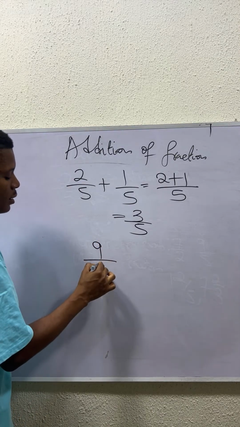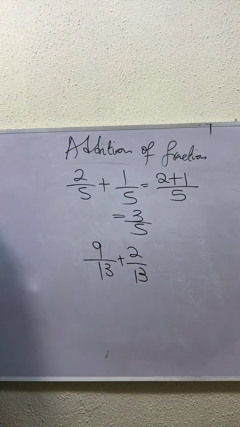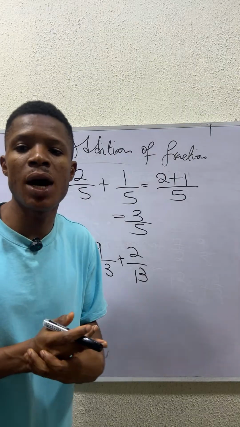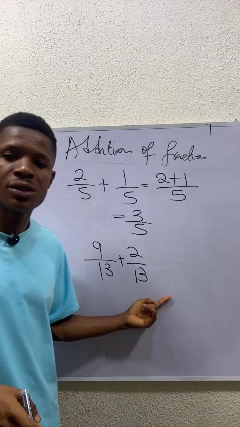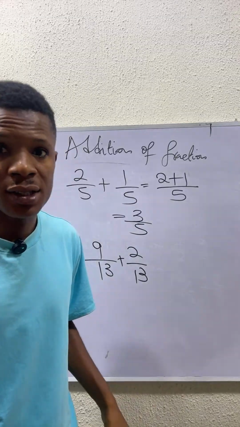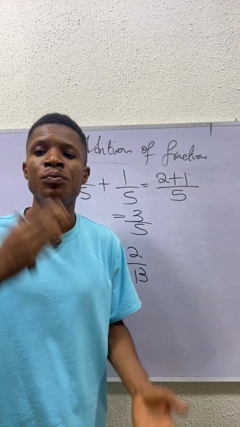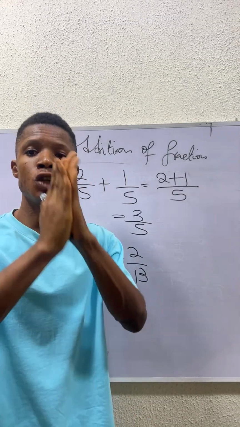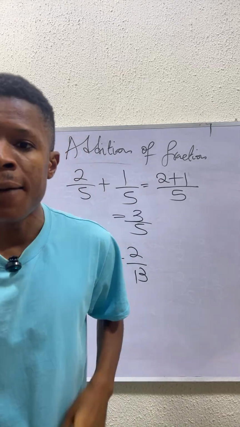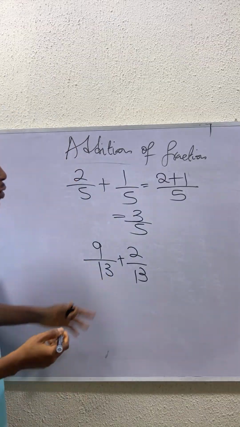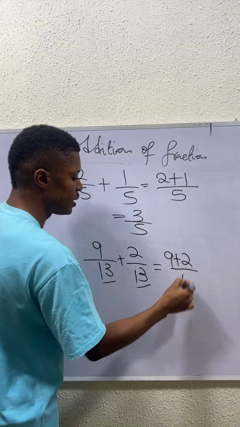We have 9 over 13 plus 2 over 13. Let's add this one together. Observe one thing: they have the same denominators. When you are adding fractions and the fractions have the same denominator, all you have to do is add their numerators. So 9 plus 2 over 13.